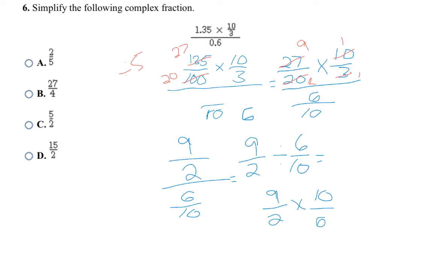So I'm going to look first to see if I can reduce anything between the numerators and the denominators. And I see that 2 and 10, I can divide out a 2. So 2 divided by 2 is 1. 10 divided by 2 is 5. And then I also see between the 9 and the 6, I can divide out a 3. 9 divided by 3 is 3, and 6 divided by 3 is 2. Then I just multiply across. 3 times 5 is 15. 1 times 2 is 2. And I can't reduce that any further. And I can leave it improper because it matches D, my final answer.